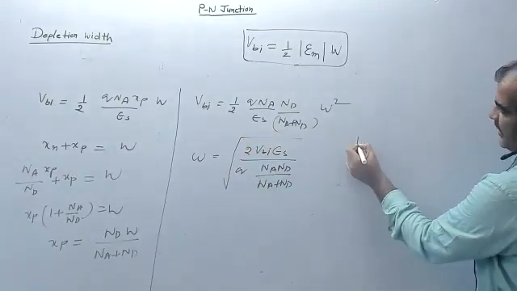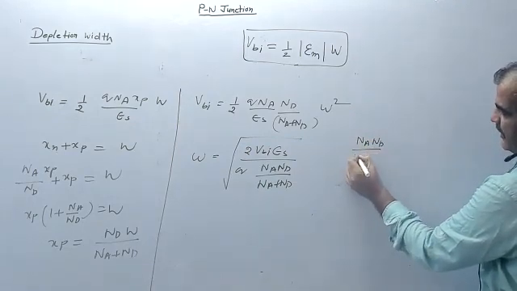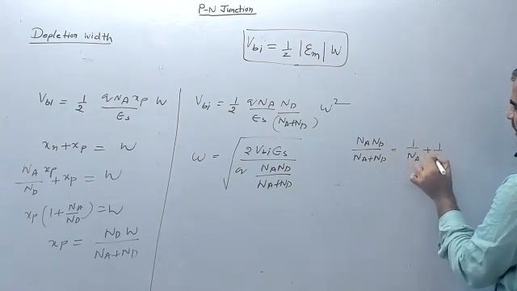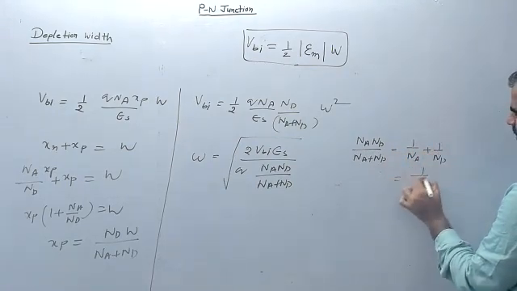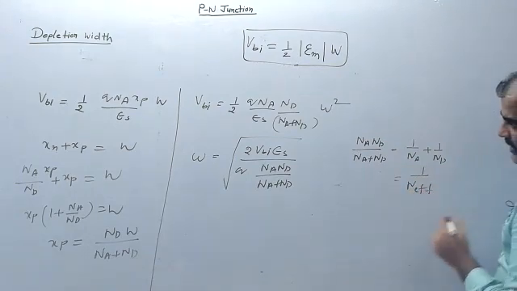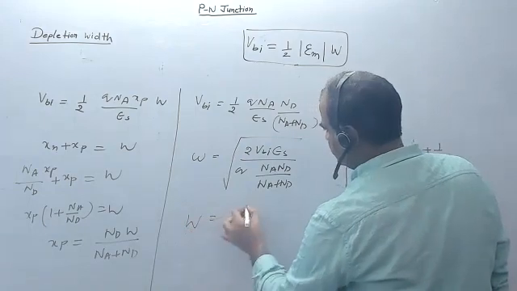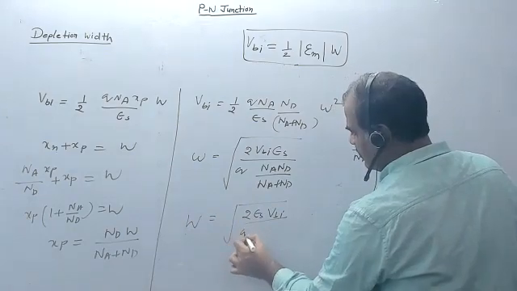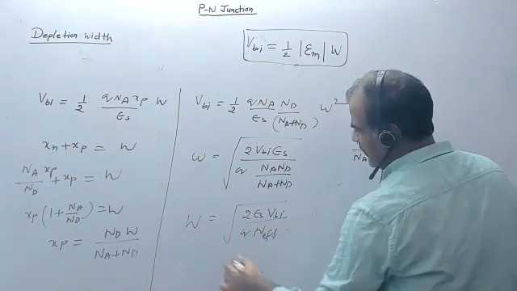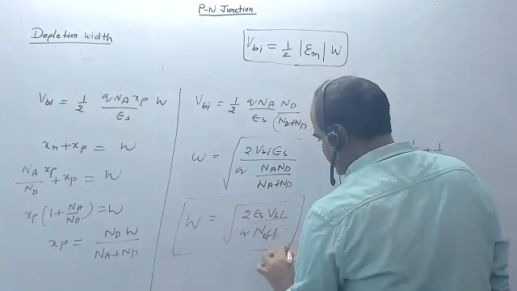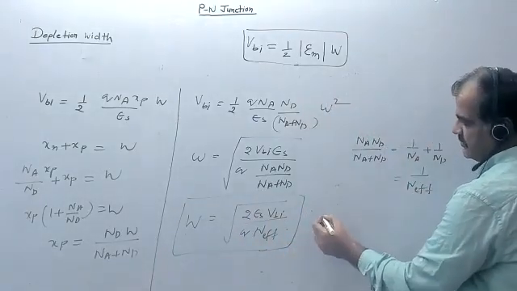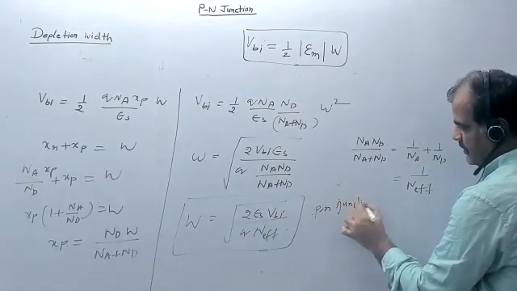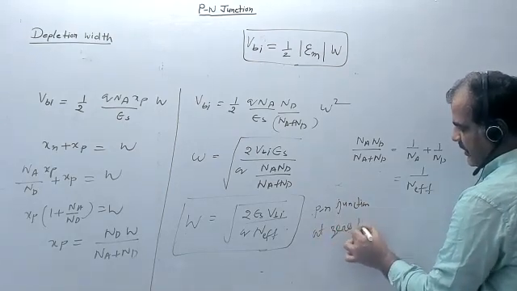Now I know this na nd upon na plus nd is equal to 1 by na plus 1 by nd, and this is equal to 1 by N effective. So I can write my W is equal to the square root of 2 es VBI over q N effective. So this is the formula for depletion width of a PN junction at zero bias.